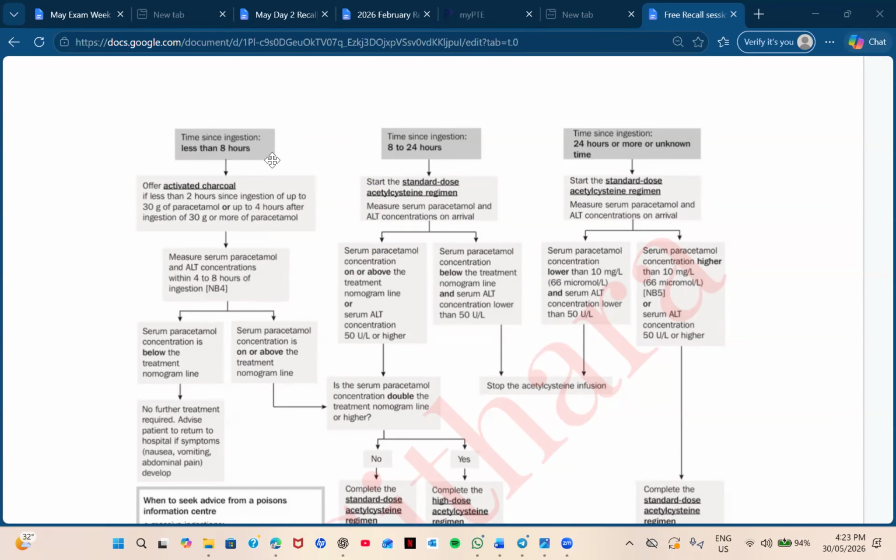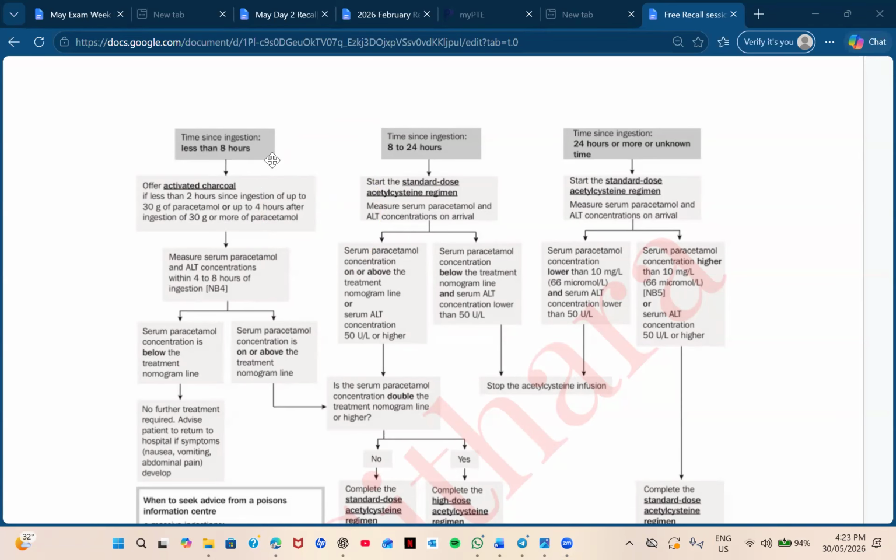Okay, you have measured the serum paracetamol level and ALT concentration, and you have plotted it in the nomogram. And the serum paracetamol concentration is on or above the treatment line. That means you need to give the treatment, right? I'll stop from here and start from here, then we will continue this part.